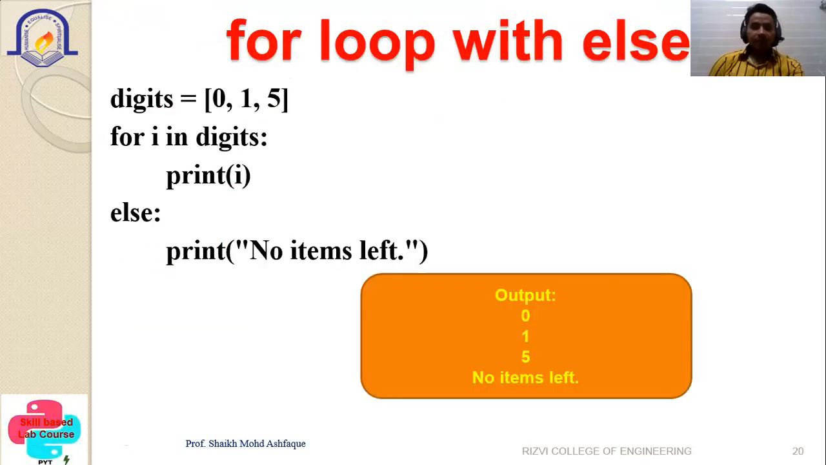Next is your for loop. How to display it by using this? Suppose digits is one list given as 0, 1, 5. Then for i in digits, you are printing the value of i, else no items left. So it will display each and every value 0, 1 and 5 because the print statement is used along with that. And at the end, whenever it is finished, the else part will be displayed. So else will also give you the message that no item is left in this list.